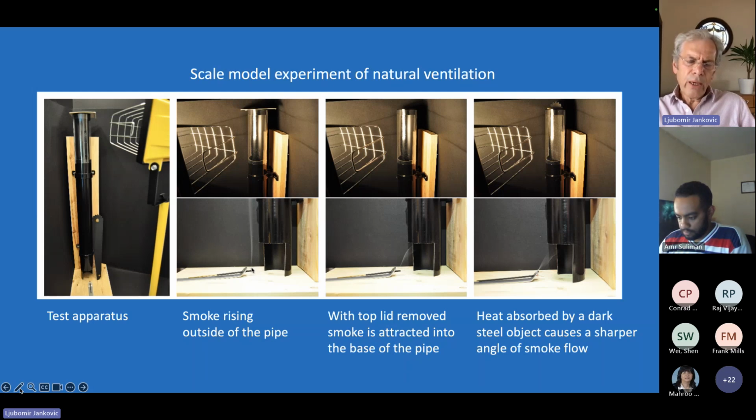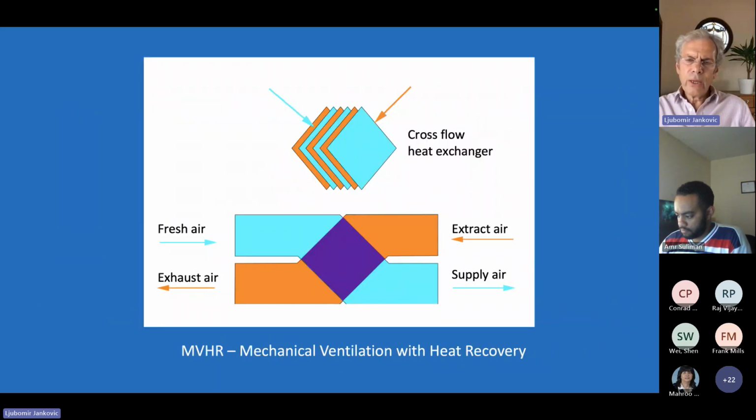not quite near the opening, a little bit away from the opening, and with the lid on the top, the smoke rises next to the pipe. But when I remove the lid, the smoke starts going into the pipe, and if I put the metal saw blade there and heat it up, then the angle of smoke going into the pipe is sharper. So this shows how natural ventilation works through stack effect.